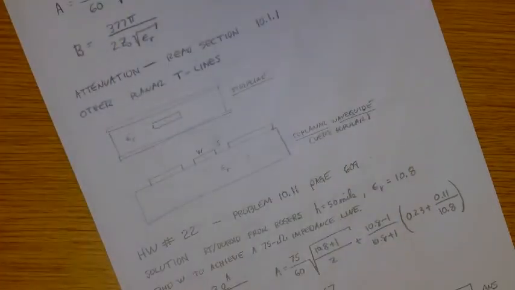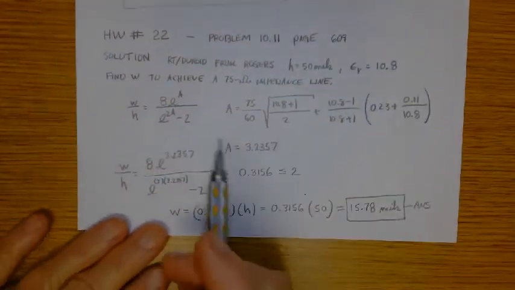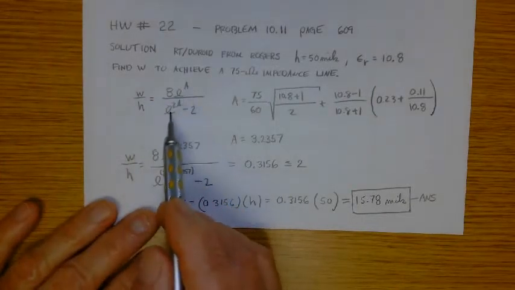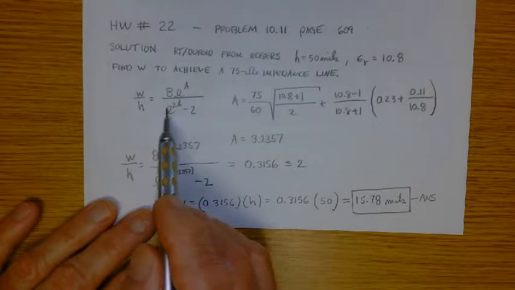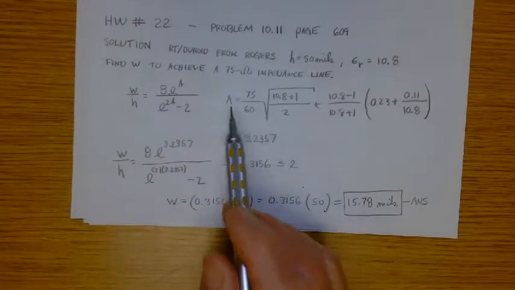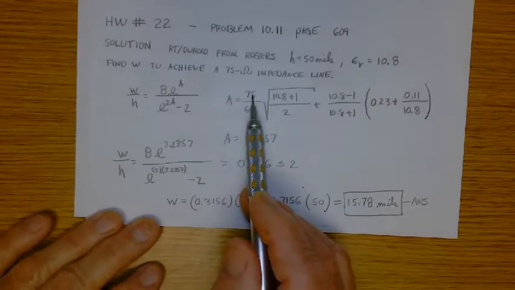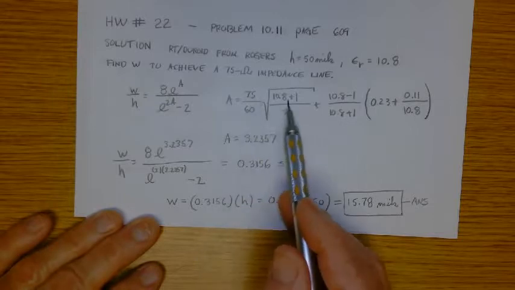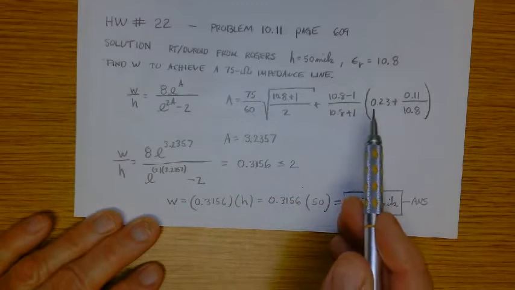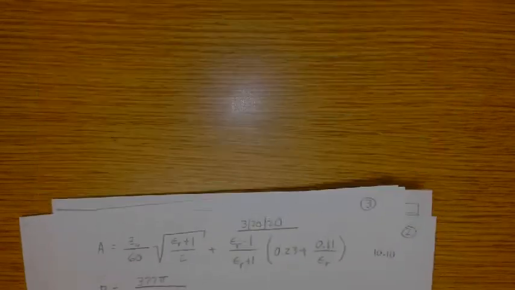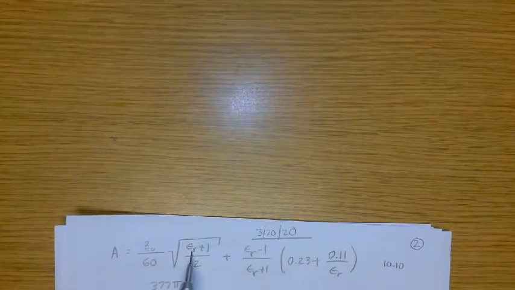All right, so let's go through that. We need that W over H ratio, which is 8e^A over e^2A minus 2. Okay, so A is Z naught, which is 75 divided by 60, and then I just fill in the formula. A is given up here. We know that Z naught needs to be 75. We know the dielectric constant of the substrate. Just fill in the formula and get A.